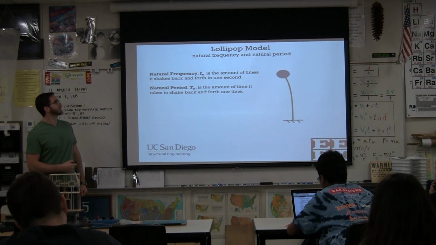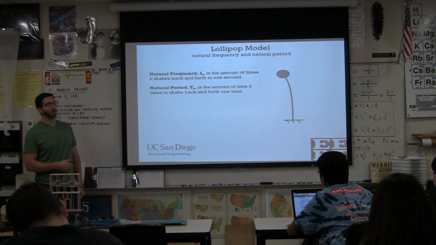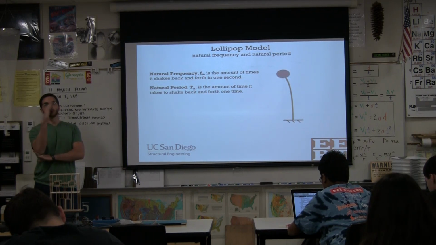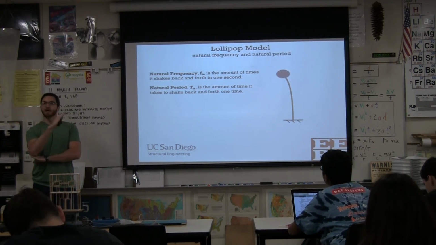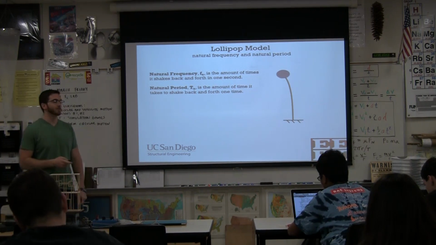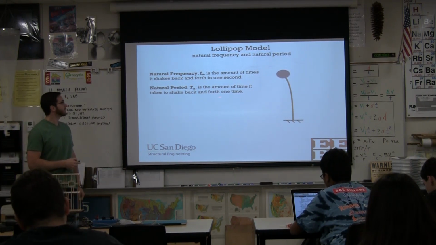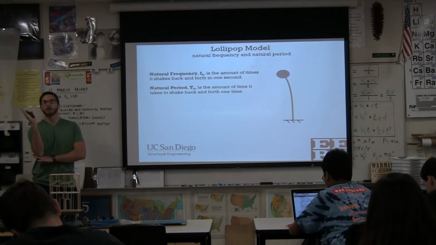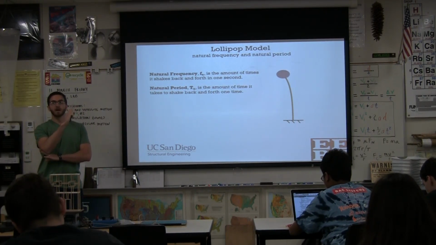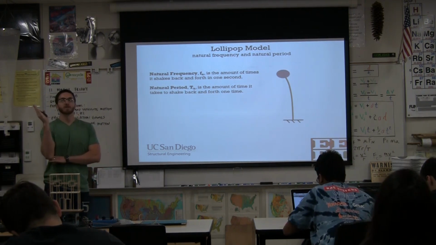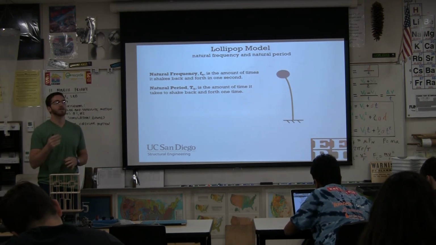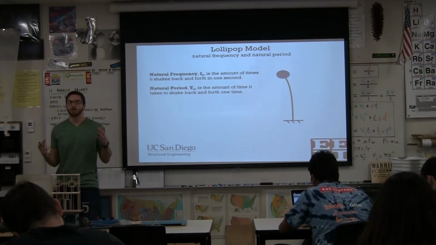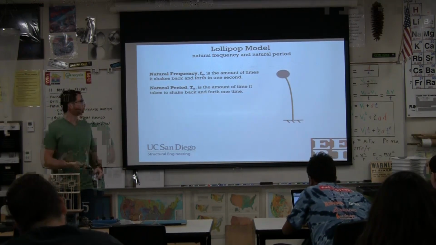So we define two important properties. Natural frequency is the number of times it shakes back and forth in 1 second. So we pull it back, we flick it. How many times does it get back to this side in 1 second? That's the natural frequency. Natural period is the amount of time it takes to shake back and forth one time. So we let it go, and it comes back. How much time elapsed? That's called the natural period. These things are defined by the tendency that a structure has to vibrate.